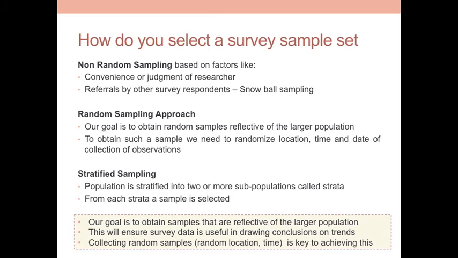To ensure that the results of any survey are meaningful and insights and conclusions can be drawn about the larger population, it is important to use the random sampling approach. In this approach, we obtain samples by interviewing people at random locations, random times, and random dates to ensure that the data we get is reflective of the broader population. Stratified sampling is another approach in which the population is stratified into two or more subpopulations called strata. From each strata, a random sample is then selected.